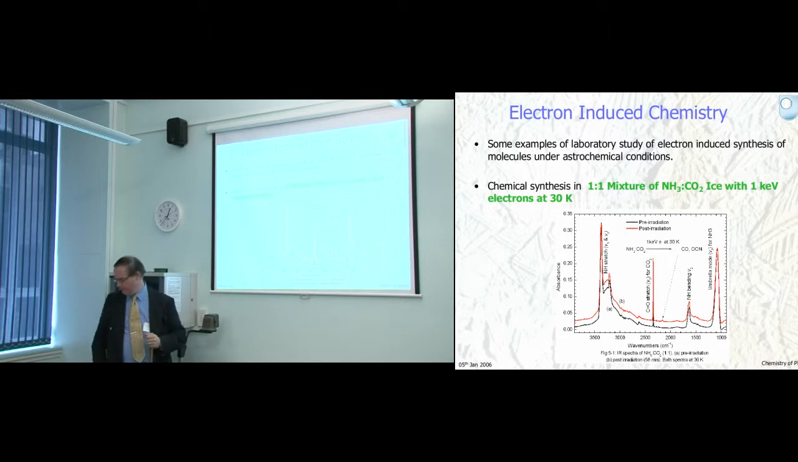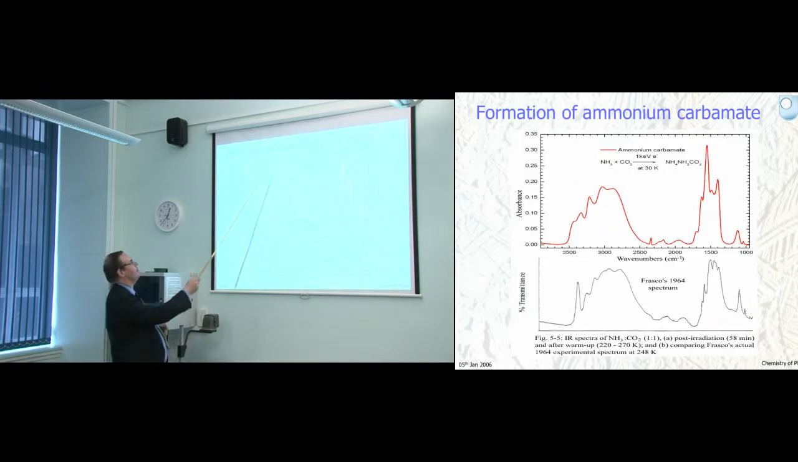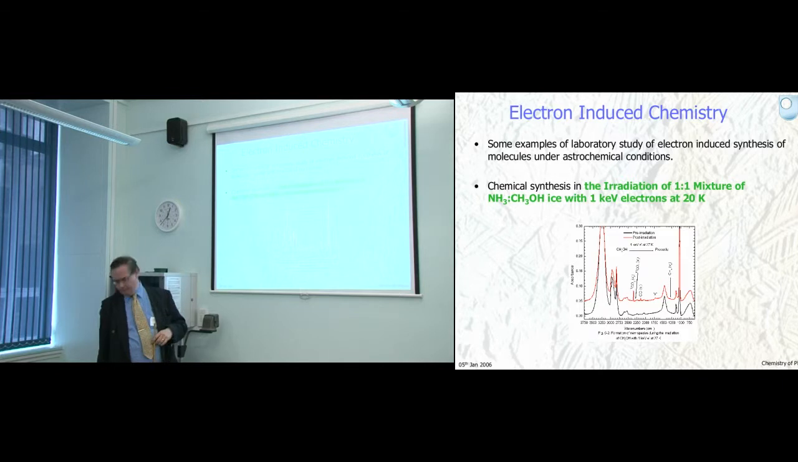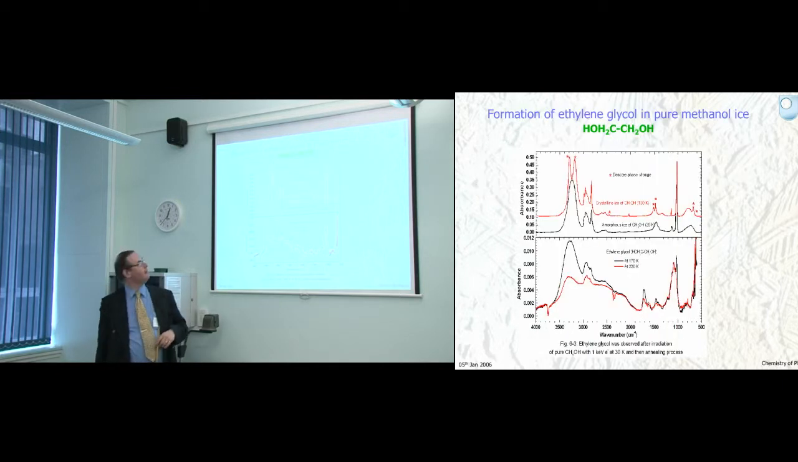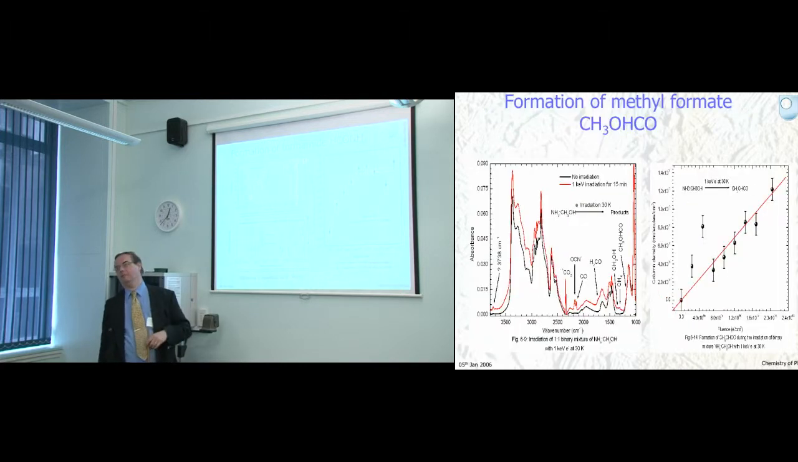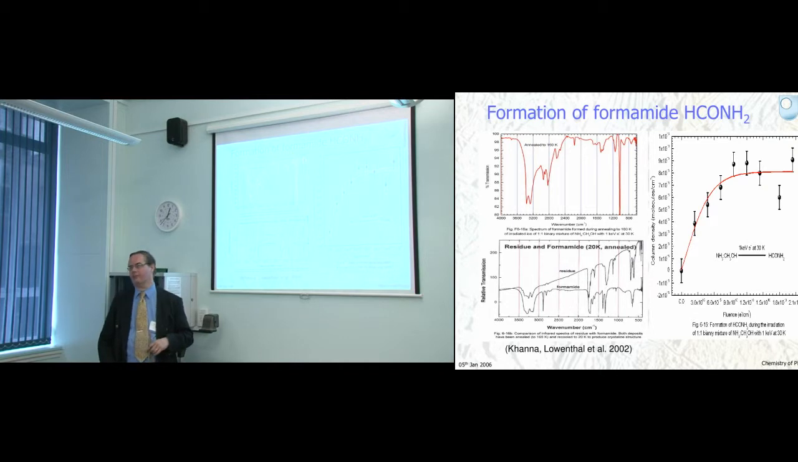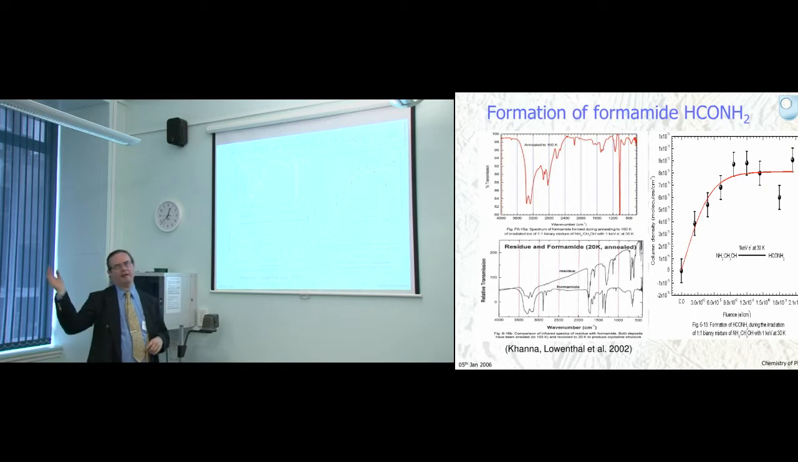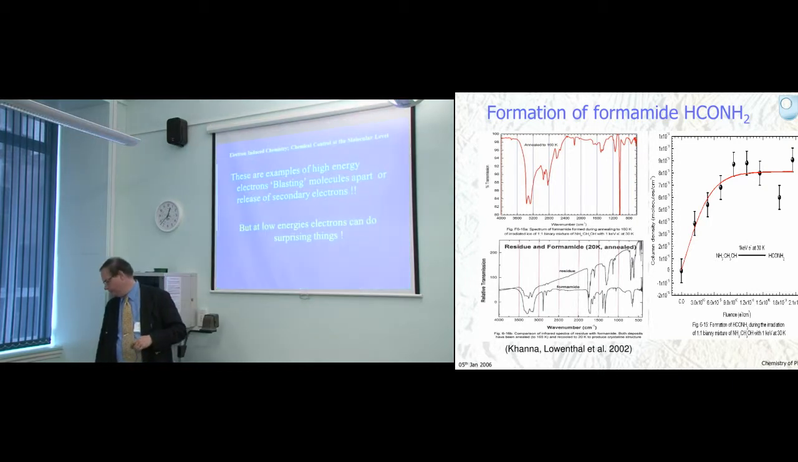And that's a form of electron-induced chemistry, which is getting a lot of interest at the moment. You can make some rather interesting molecules. You can make ammonium carbamate by mixing ammonia and CO2 and hitting them with some electrons. If you don't want that one, you can make mixtures of ammonia and methanol, and you irradiate that, you make ethylene glycol. You can make methyl formate, and you can make formamide. So this is how electrons induce chemistry. You irradiate some molecules, they break up, produce some radicals, and they react. That's what we mean when we're talking about electron-induced chemistry.